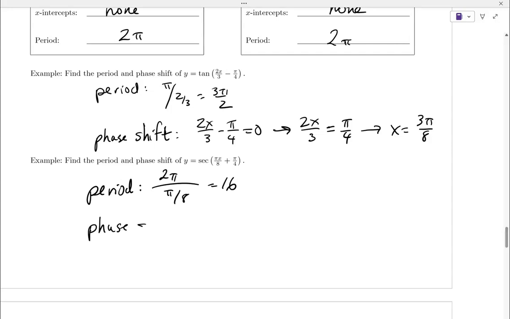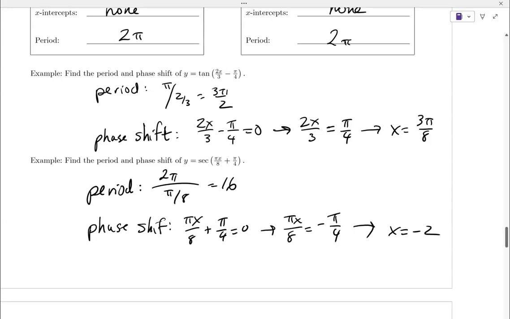For phase shift, yeah, perfect. So what's in parentheses equal to 0. We'll subtract the pi over 4, multiply by 8 over pi, and we should get negative 2. Oops, sorry. Yeah, negative 2. 8's on top. I just almost thought it was a half. Get x is equal to negative 2 in that case. And the pi's will cancel when you multiply by 8 over pi.